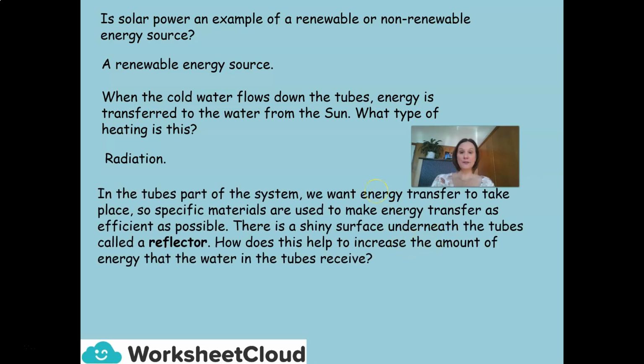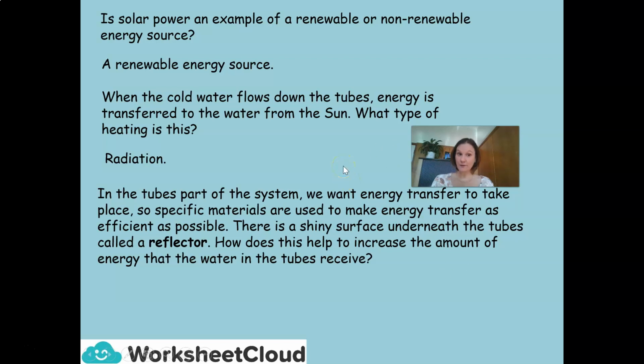In the tubes, part of the system, we want energy transfer to take place. So specific materials are used to make energy transfer as efficient as possible. There is a shiny surface underneath the tubes called a reflector. Remember it from the diagram? How does this help to increase the amount of energy that the water in the tubes receive?